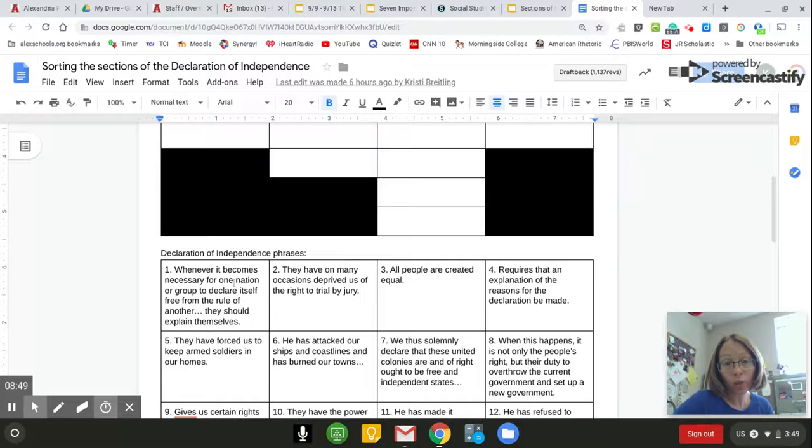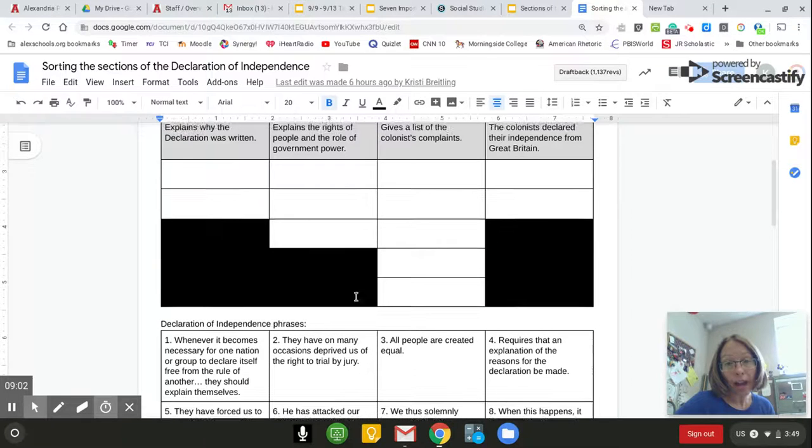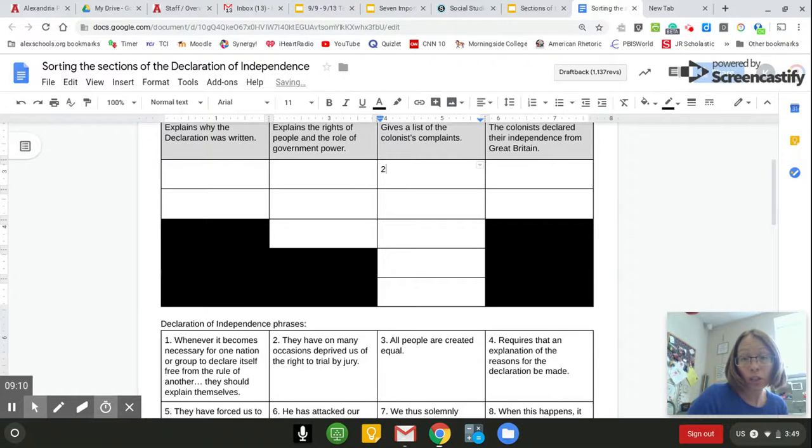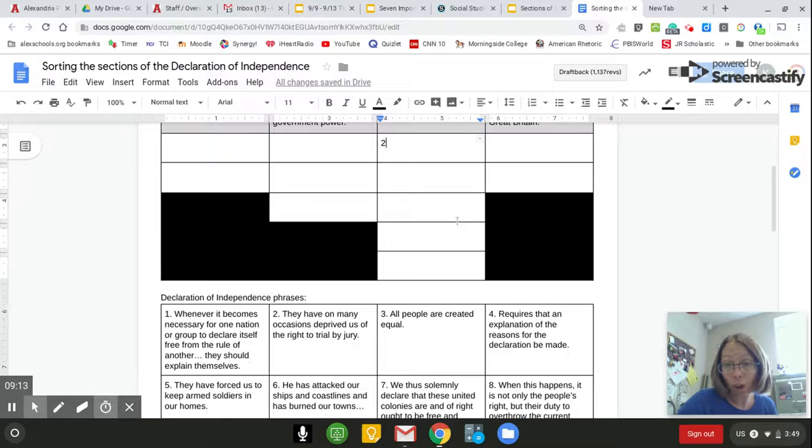So what you're going to do is read through it and figure out which column it goes to. Like this second one, they have on many occasions deprived us of the right to trial by jury. So they've taken away something from us. Well, that is referring to something the colonists are not liking about the king currently. So it's a complaint. So you would put a 2 there. And you're going to fill in all of these boxes with something. Take your best educated guess. If you're right, that's great. I just want you to think through where it might go. So that's what the assignment was, so to speak.